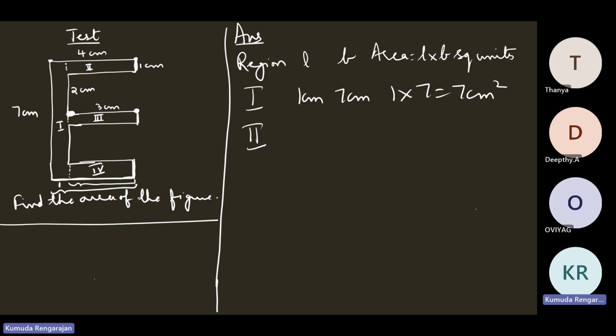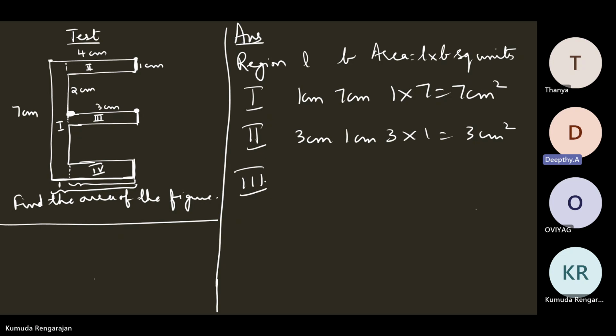Tanya, length and breadth of region 2. Ma'am, length equals 1, and the breadth equals 3, ma'am. Okay, so the area will be 3 into 1, which is 3 centimeters square, ma'am. Okay. Deepthi for 3.